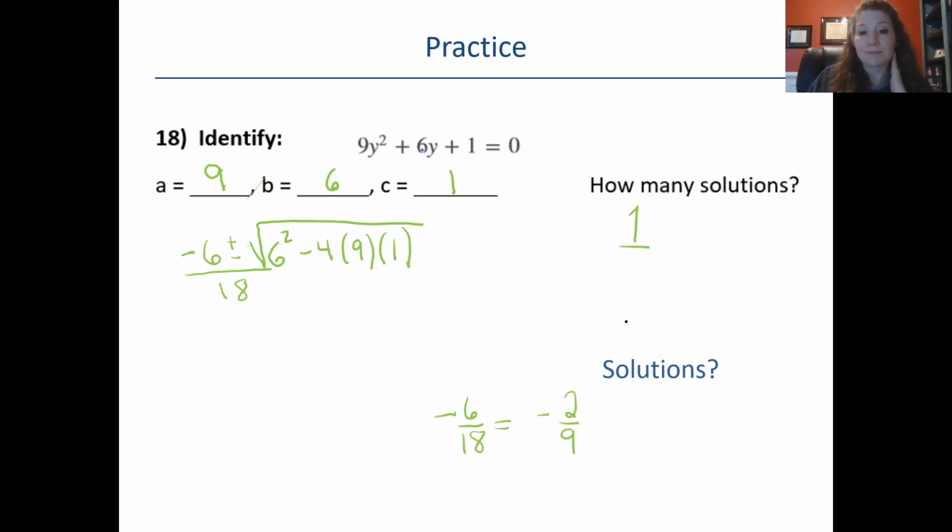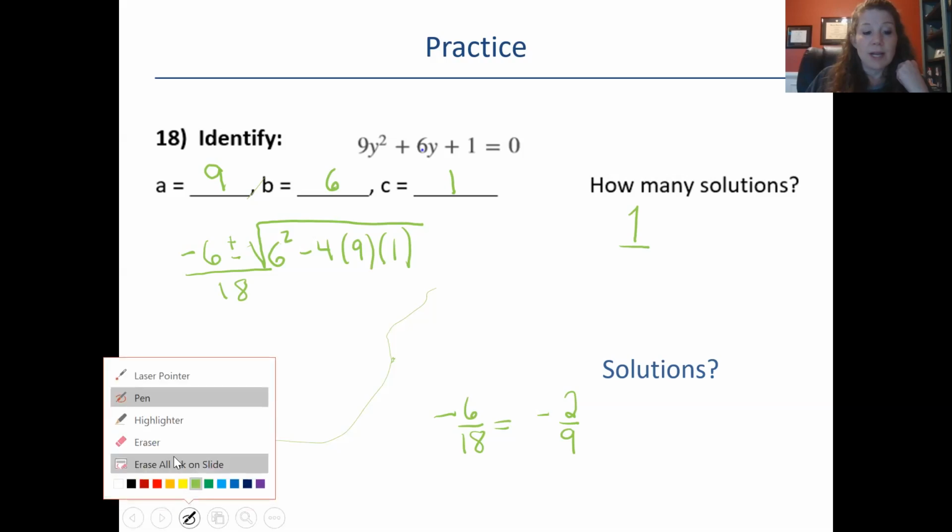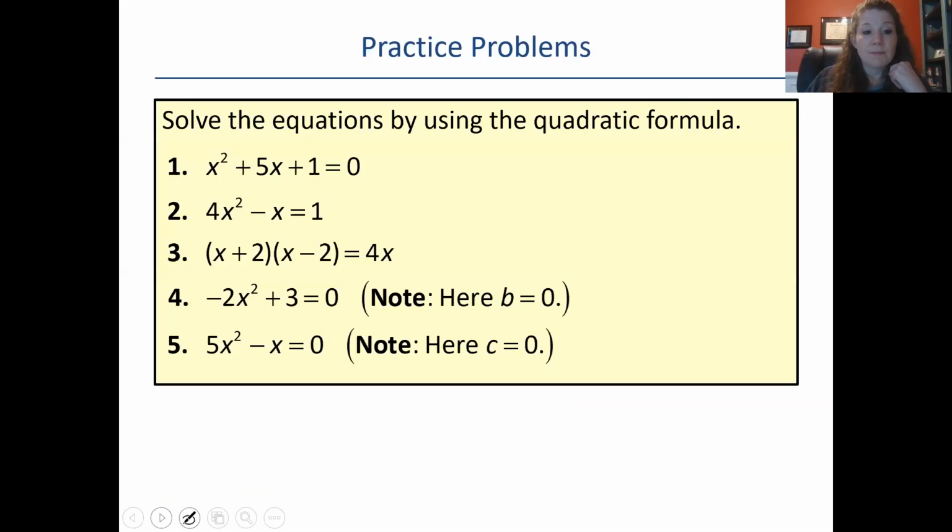Negative 2/9. So remember, if your discriminant equals 0, you have exactly 1 answer. What happens if your discriminant is a positive number? That means you will have 2 answers. What if your discriminant is a negative number? That means it's a non-real solution. Why won't it erase? Here we go.